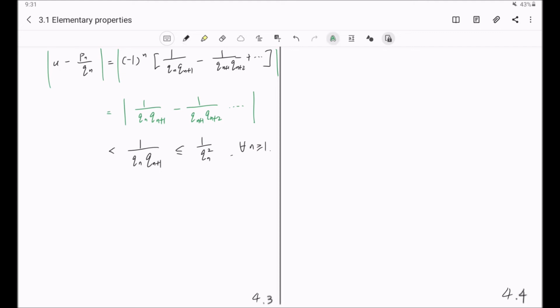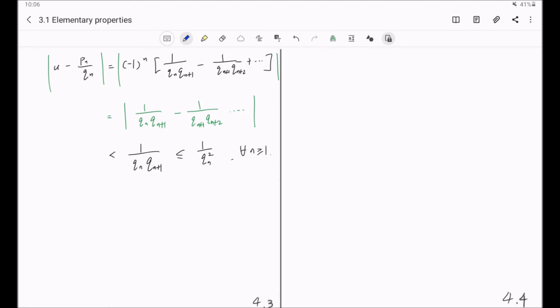And remember, in our lemma 3.1, this quotient is reduced, namely p sub n and q sub n are co-prime. And this inequality holds for all n greater or equal to 1. This tells you when you choose n bigger and bigger, you will get infinitely many different p sub n over q sub n's. And this can be summarized into the following theorem.